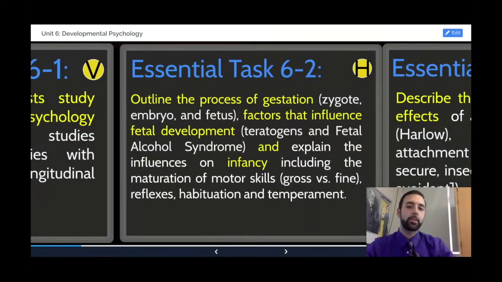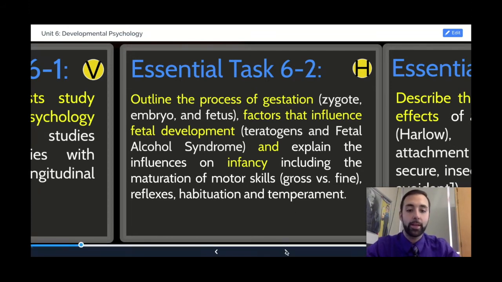In Essential Task 6.2, we are going to outline the process of gestation, talking about the process from conception through birth, talking about some of the things that impact prenatal development.